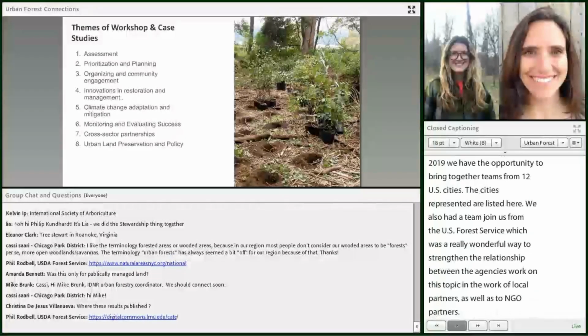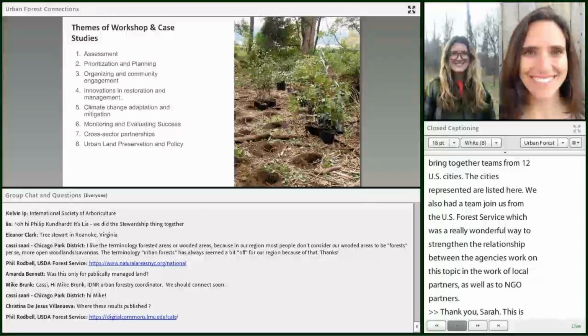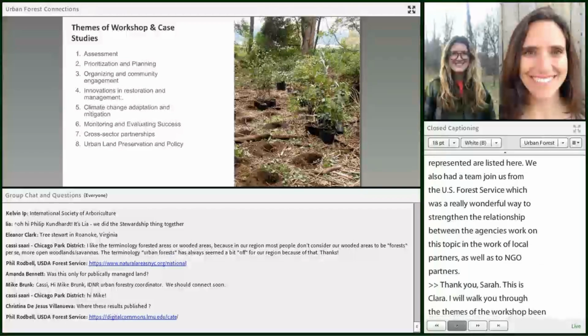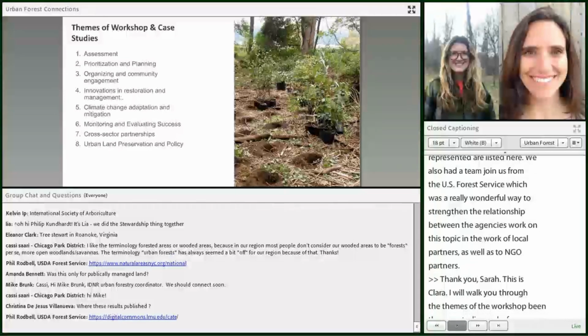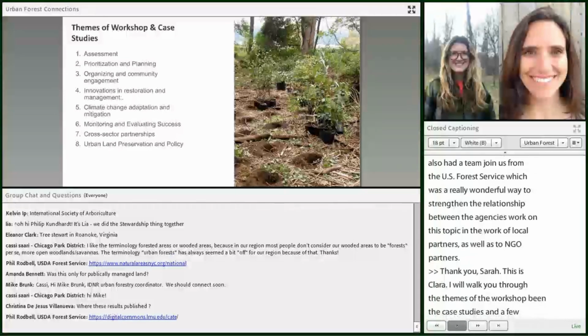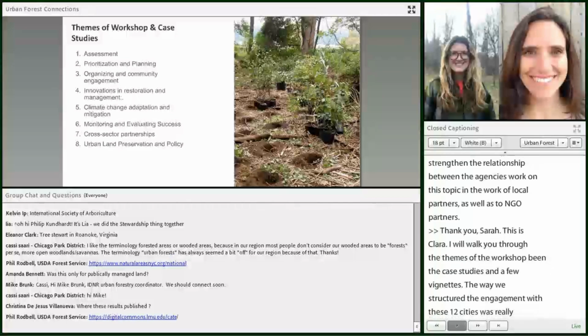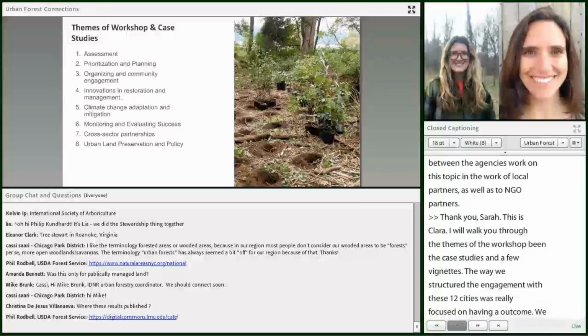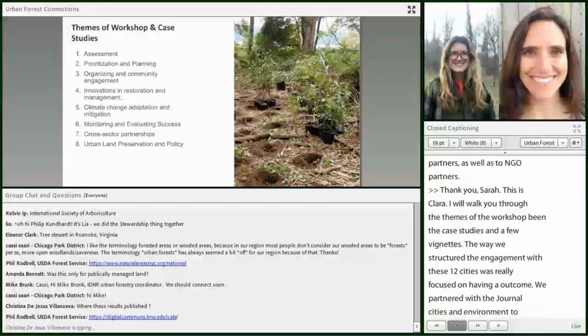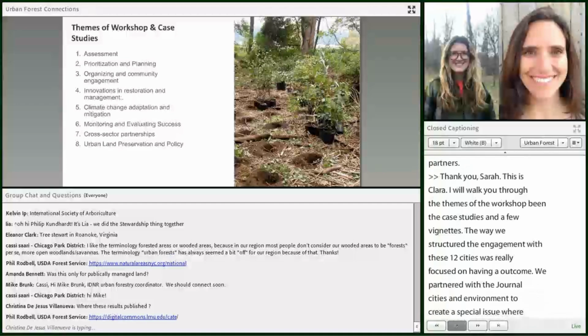Yeah, this is Clara. So I'll now walk you through the themes of the workshop and the case studies in a few vignettes. The way that we structured the engagement with these 12 cities was really focused on having an outcome. And so we partnered with the journal Cities and the Environment to create a special issue where they have a practitioner format for articles.